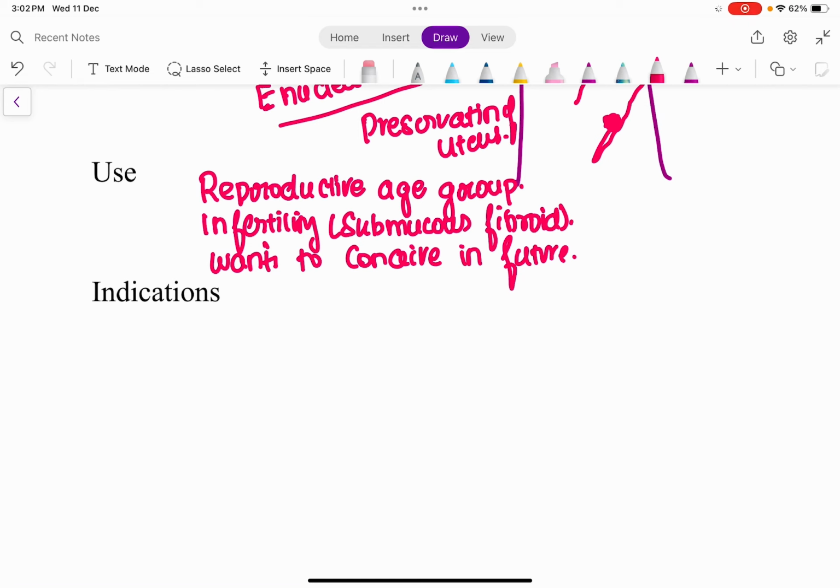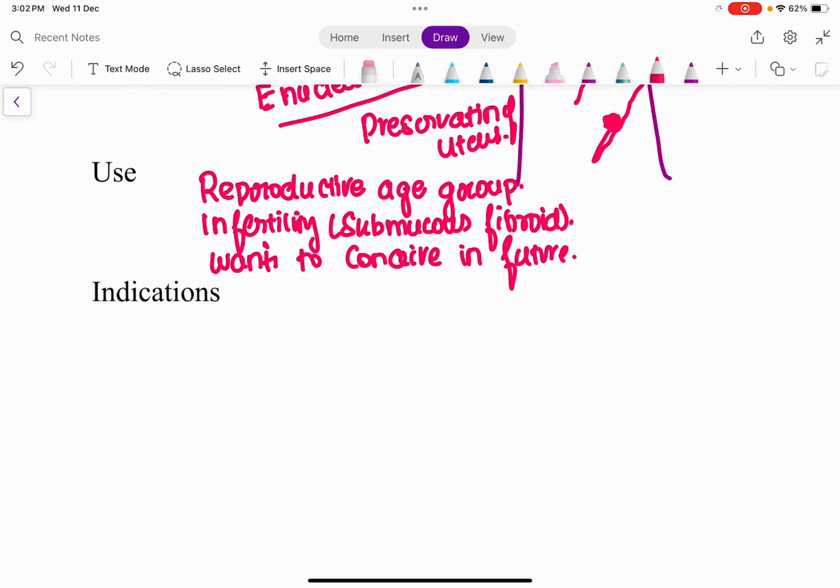So the most probable management in those females who want to conceive in the future should be a conservative management, and the conservative management here is the myomectomy, where you are preserving the uterus, at the same time you are enucleating the fibroid from the uterus as well.